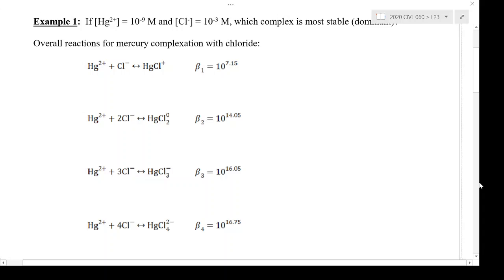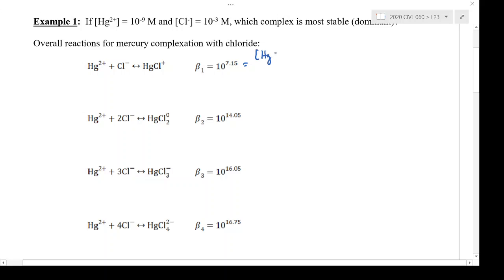So I have the overall reactions for mercury complexation shown here. There's four of them, and those are from the previous lecture. And so we're going to use those to develop expressions for each of the complexes and solve them. So I'm going to write out the equilibrium equation for each of these reactions.